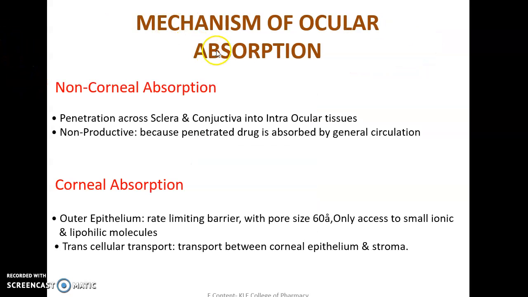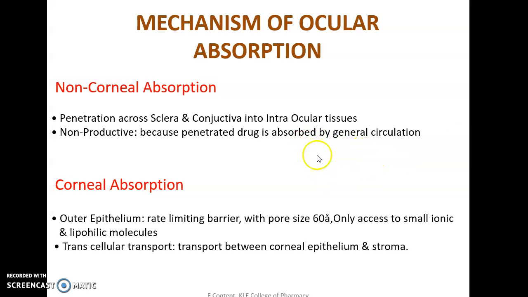Next, coming to the mechanism of ocular absorption. Here, non-corneal absorption takes place: the penetration across the sclera and conjunctiva into the intraocular tissues. Next, non-productive products form because the penetrated drug is absorbed by the general circulation.